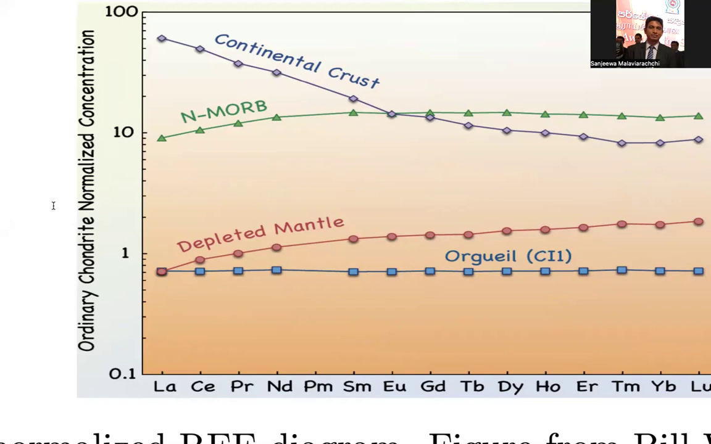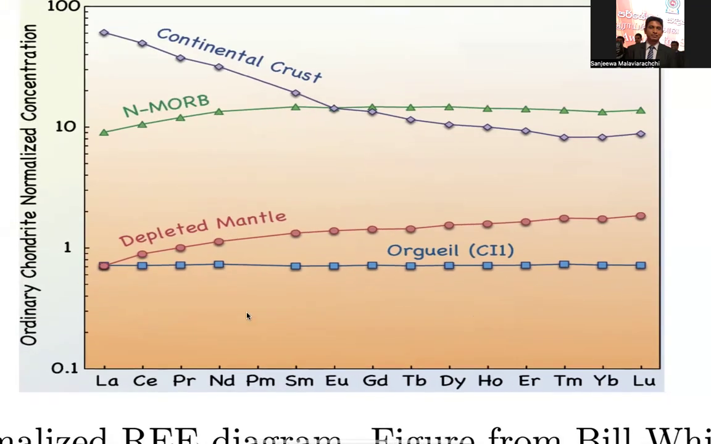Normally for normalization, we use C1 chondrite, right? C1 chondrite is a little more enriched than the C2 chondrite, so C2 chondrite has less abundance than 1, like 0.8. If you plot the C1 chondrite in this diagram, definitely you will have just a straight line along the long one. Okay, that also you have to remember.